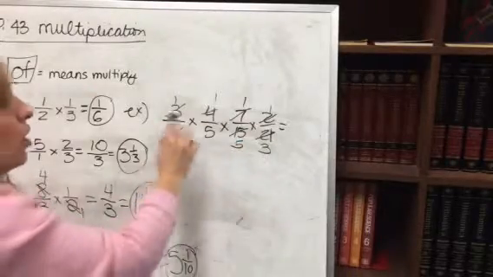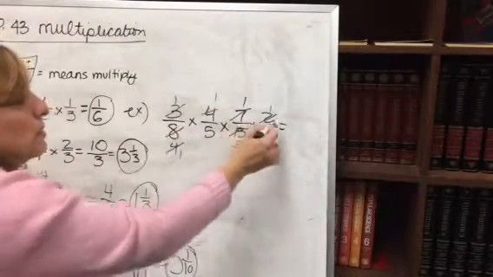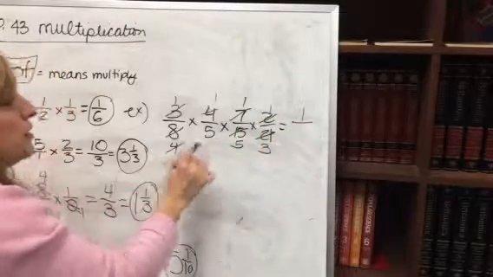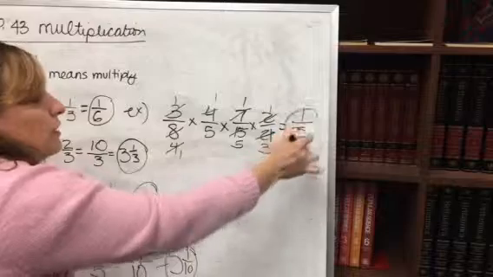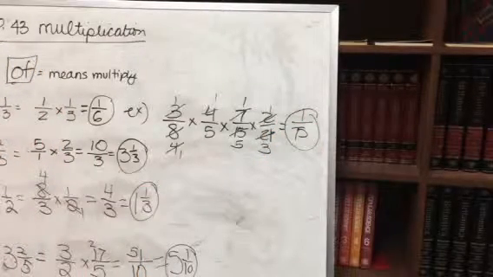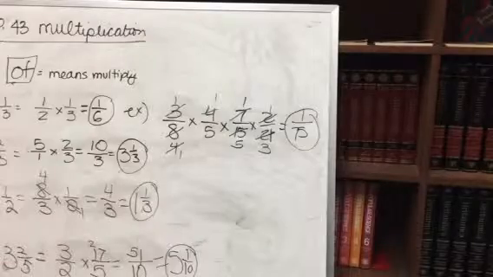Now I'm done. All on the numerators, 1 times 1 times 1 times 1 is just 1. The denominators, 5 times 5 is 25, times 3 is 75. So the answer is 1 over 75. It makes your life a lot easier so you don't have to reduce as much.